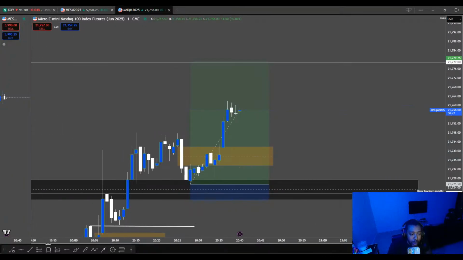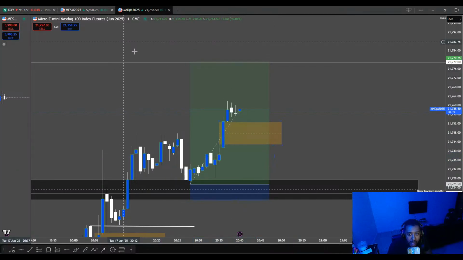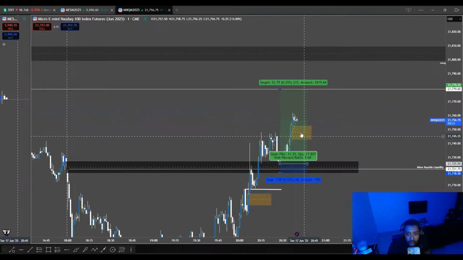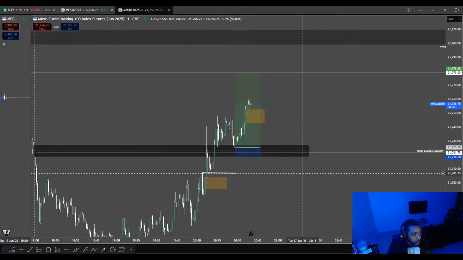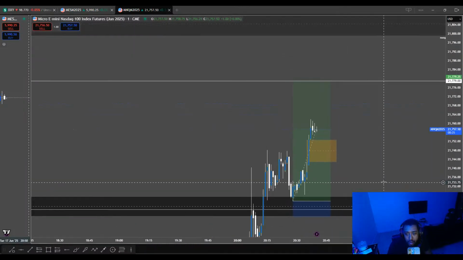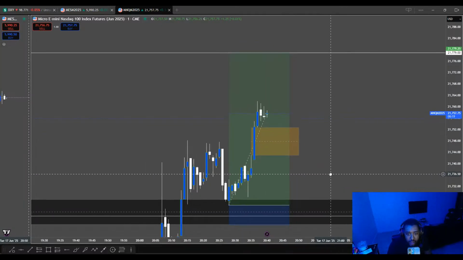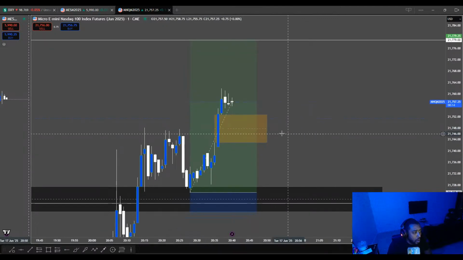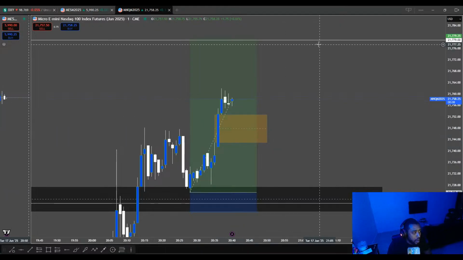So let's see if we get a pullback. Remember, the market does four things at all times, right? It generates the highs and lows, and then it hunts the highs and lows. So right now we have a new high here, we have a high here, all of these lows that it created. So the fact that we ran, we should pull back to an inefficiency to keep going higher. Or worst case scenario, we're gonna pull back to this consolidation right here to go higher.